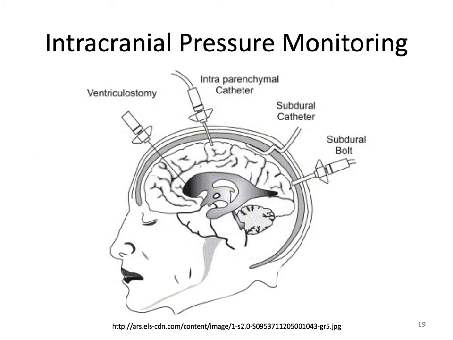There are several ways that intracranial pressure can be monitored. These include the ventriculostomy, an intraparenchymal catheter, a subdural catheter, and a subdural bolt. By far the most commonly used in practice is the ventriculostomy. This is a catheter that goes in and rests within the ventricle.